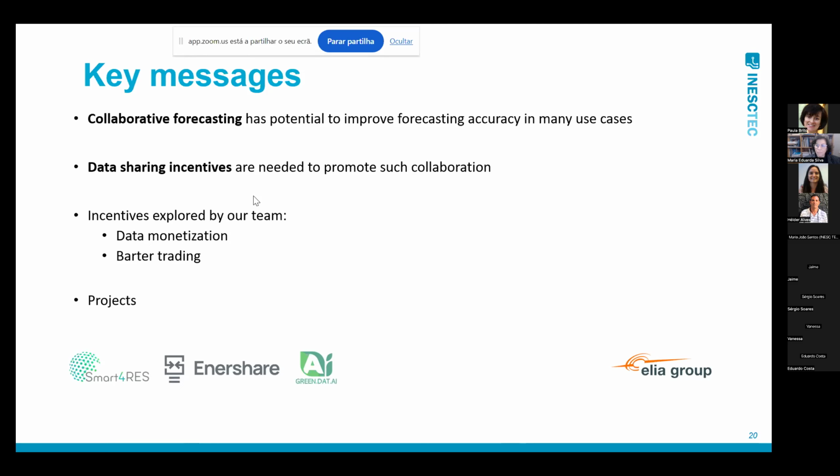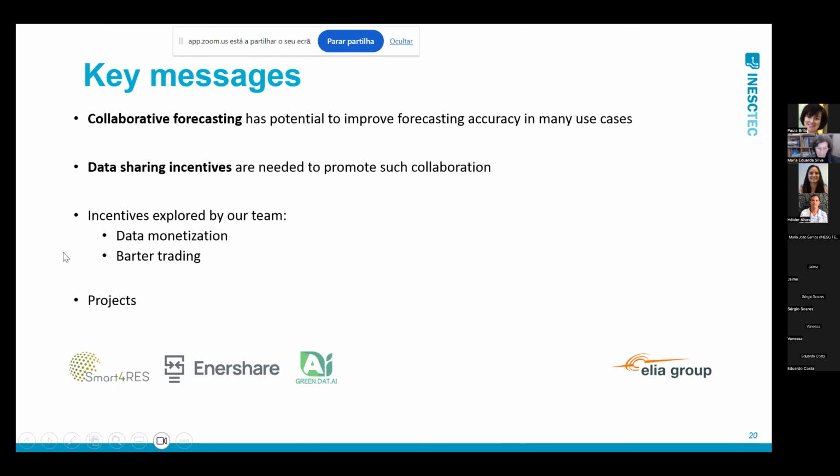Data sharing incentives are needed to promote such collaboration because we have many open data initiatives, but the reality is that there are still many companies that are not able to share their data, and their data is important to improve the performance of many models. Here we are exploring different types of incentives. Our focus is essentially on data monetization and now also barter trading, with data for data.